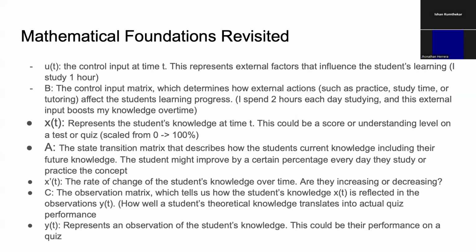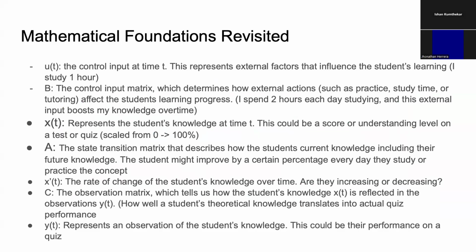B is the control input matrix. This determines how external actions, such as practice, study time, or tutoring, affect the student's learning process. So I spend 2 hours every day studying, and this external input boosts my knowledge over time. So B would determine how impactful this input would be.